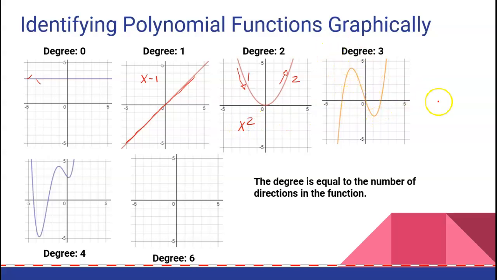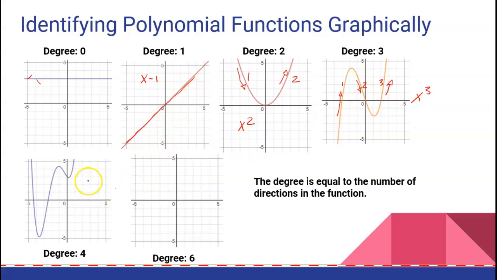So if we have a degree of 3, remember these are like our cubics, they're x to the thirds. We have a graph that if it is positive will come up at some point as it gets closer to 0, and then it will turn down, and then it will turn back up. So these are the 3 directions that we have, 1, 2, and 3.